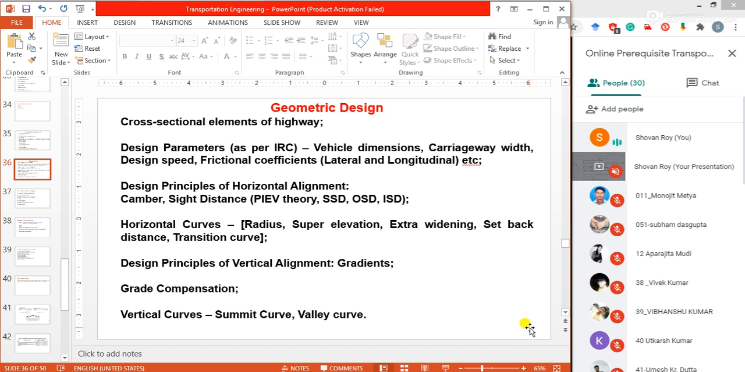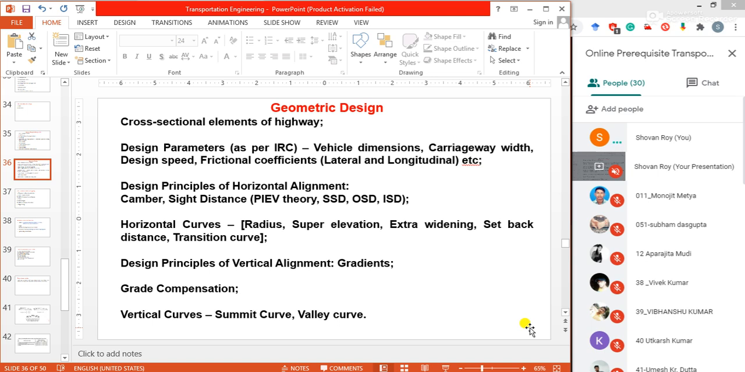So the geometry of a highway should be designed to provide optimum efficiency in traffic operation. Traffic means the movement of vehicles and the movement of people. Movement of human beings, this term in highway engineering can be defined by pedestrian. When any human being or people move on the highway or on the road surface, it is termed a pedestrian.